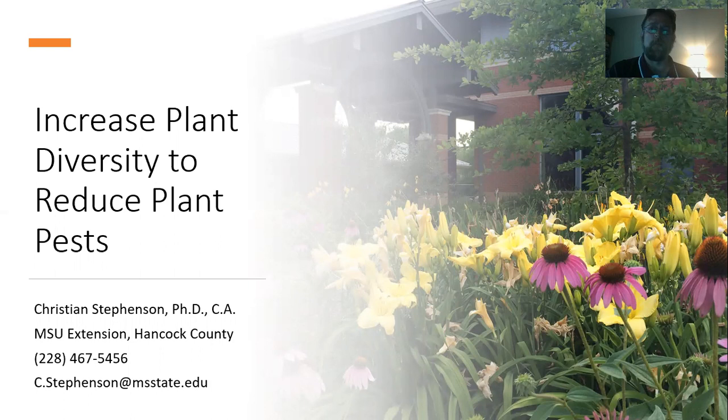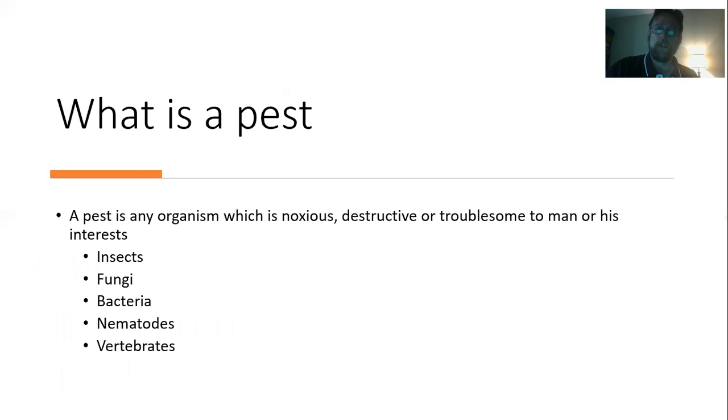Today I'd like to talk to you about how to reduce plant pests in the home landscape by using plant diversity. So we want to begin talking about what a pest is. A pest is defined as any organism that is noxious or destructive or troublesome to our interests. That can include a lot of different kinds of organisms, things like insects and fungi, bacteria, even nematodes, even things like birds and armadillos and raccoons can be pests for our home landscape.